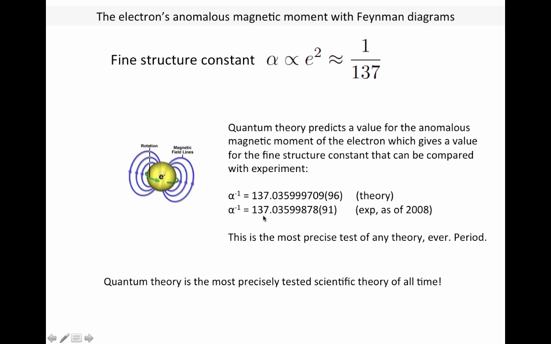Experiment has so far measured it to be 137.035999878, with an error of 91 on the last two decimal places. So these two numbers agree with each other to 1, 2, 3, 4, 5, 6, 7, 8, 9, 10, 11, 12 significant figures. No other theory has been tested this precisely. Now let me talk about how you actually calculate this.